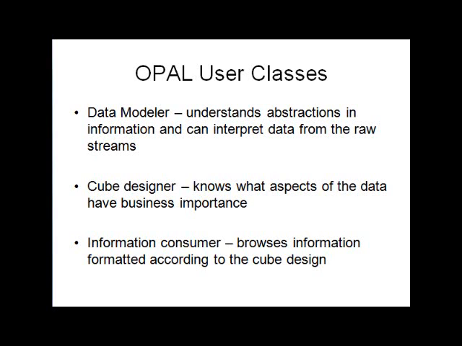The demo comes in 3 parts, corresponding to 3 different classes of user performing 3 different functions on the data. The first user is a data modeler. This person understands abstractions in the information and can interpret data from the raw data streams. This person will use a technical interface to describe these abstractions and make them ready for the next user, which is the cube designer. This person knows what aspects of the data have business importance for a particular work process.